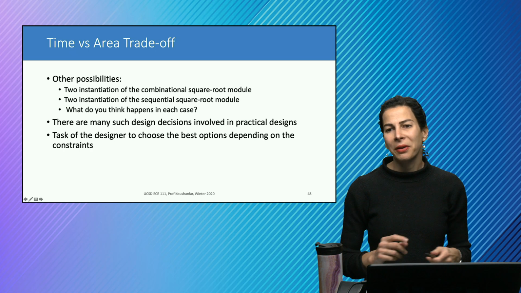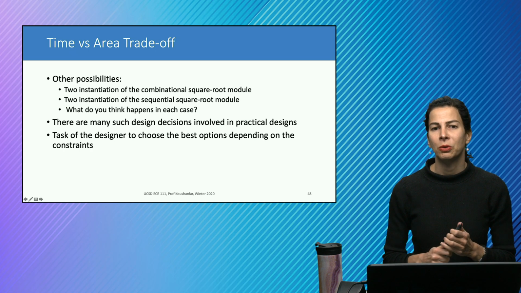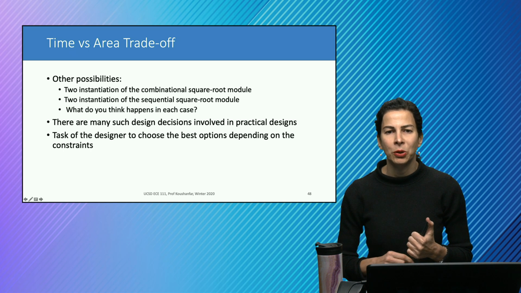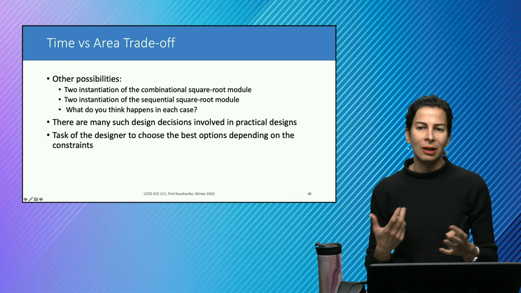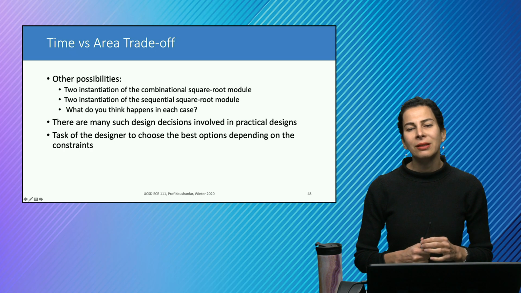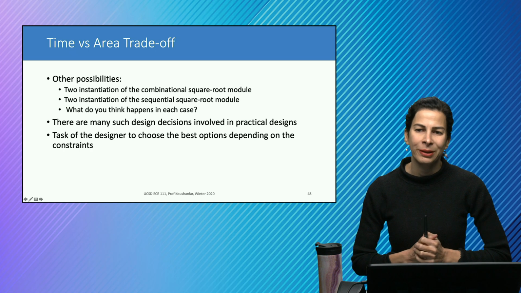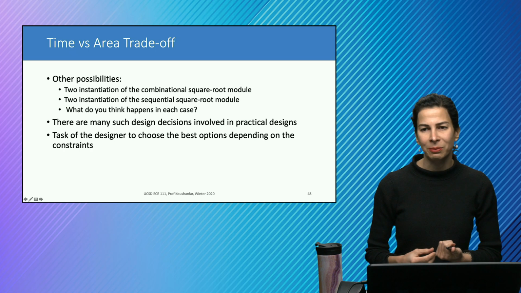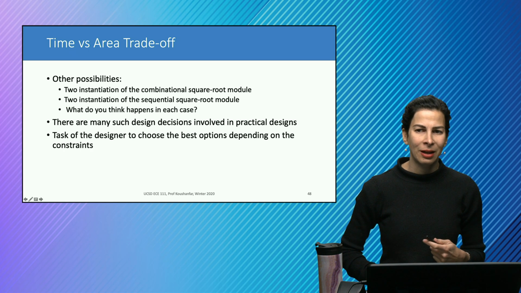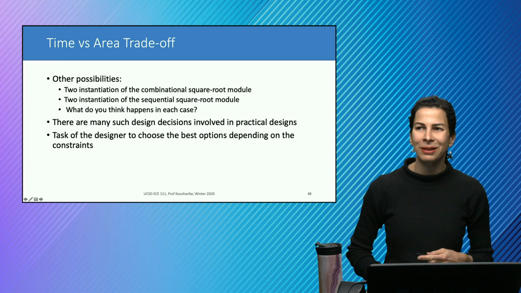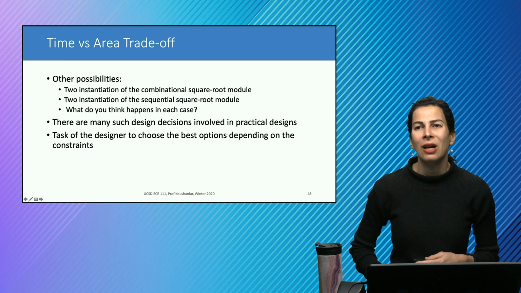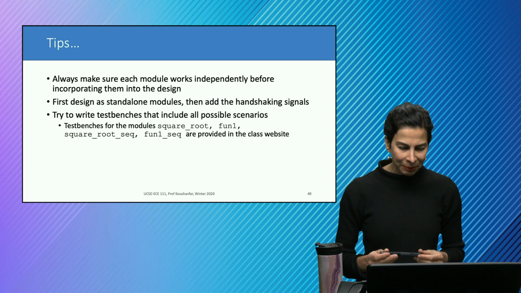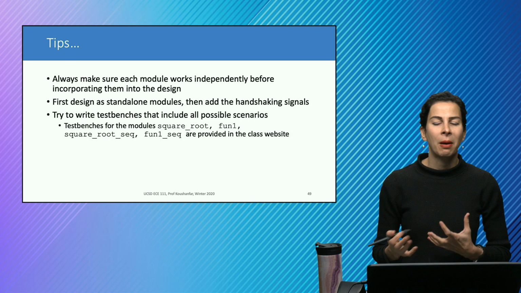There are, of course, other possibilities for how we could design this. We could have this sequential square root module in another instantiation. These design decisions always happen in practical design, and the designer's intelligence is to try to choose the best option. The tools help us optimize things, but some of these decisions are designer decisions and cannot always be automated.